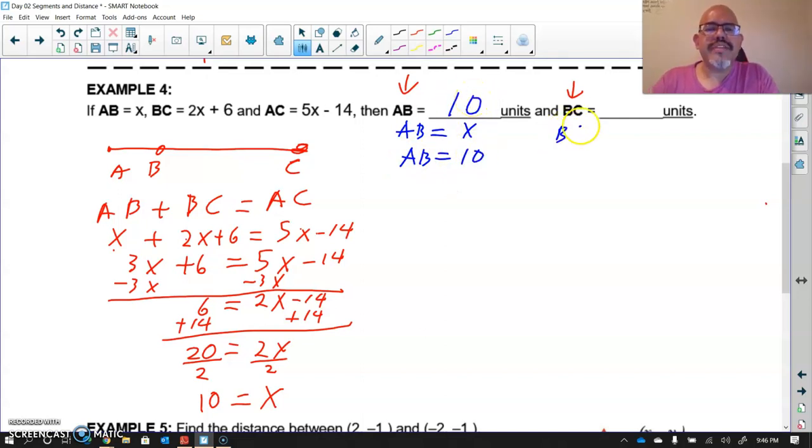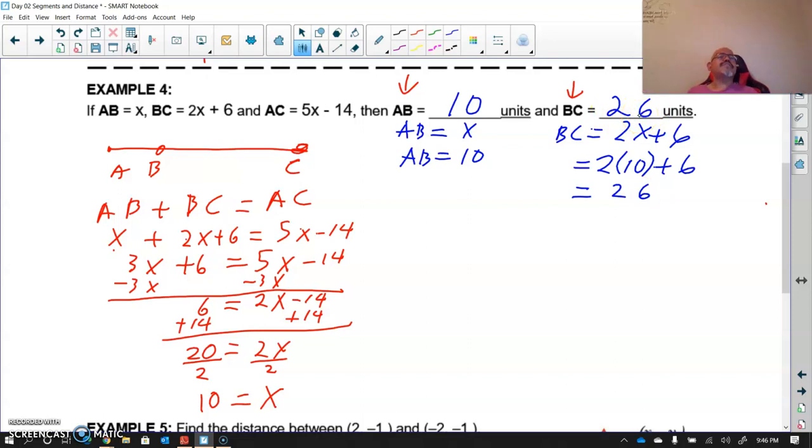We're told that BC is equal to 2x plus 6. So this is 2 times 10 plus 6. That gives us a total of 26. So BC is equal to 26 units. And that's it. We're done with this.